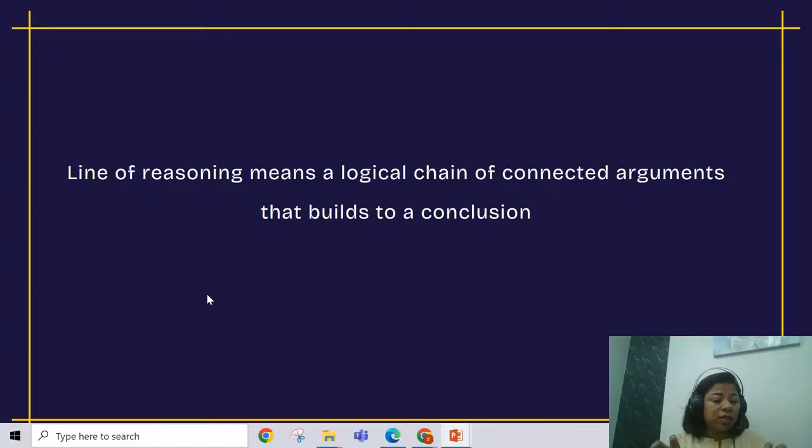So when you are answering a question which asks you about line of reasoning, you are talking about a logical chain of connected arguments that builds to a conclusion. You have to conclude whatever you are arguing in the paragraph, in the question. So line of reasoning is a chain of connected arguments. An argument consists of two parts, claims and evidence, and it in turn builds a conclusion that is your personal response to the answer. This much is enough to understand how to answer line of reasoning.